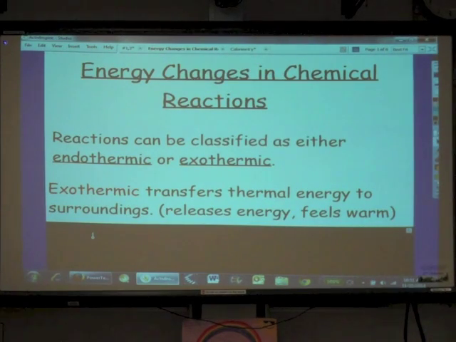An exothermic reaction transfers energy out to the surroundings. So it's releasing energy into the environment, and consequently the environment warms up. So the temperature of the environment goes up. So exothermic releases energy, feels warm.